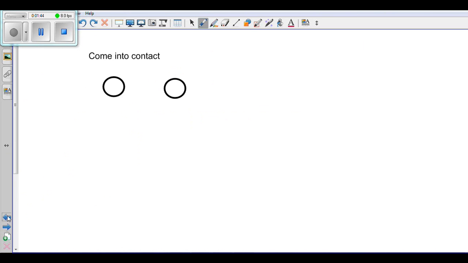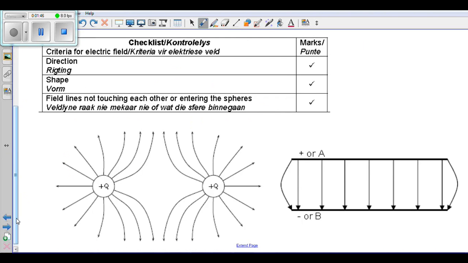Going further also, we can see that they can ask a question that in the case where we have like charges, two positive charges or two negative charges. And when we have two positive charges, then if they ask us to draw the field pattern when the two are brought near each other, then the field pattern will look like this. The shape is important, the direction of the field lines, and we must make sure they are not touching.